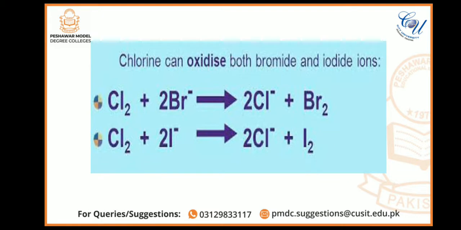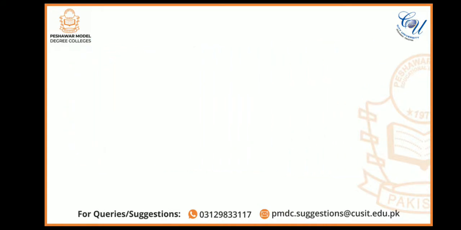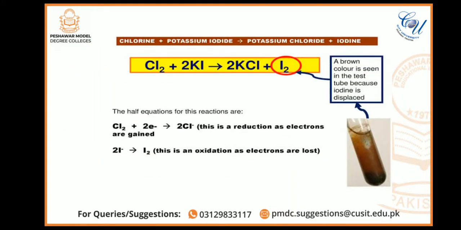Chlorine is more reactive as compared to bromine and iodine, so it can oxidize both bromide and iodide ions. So when chlorine gas is passed through potassium iodide solution, the solution becomes brown. This is due to formation of iodine. In this reaction, the chlorine acts as an oxidizing agent and accepts an electron from iodide ion, while iodide ion acts as a reducing agent and gives an electron to chlorine.